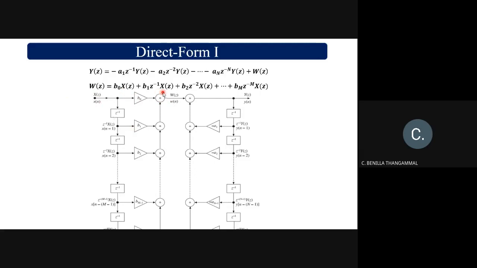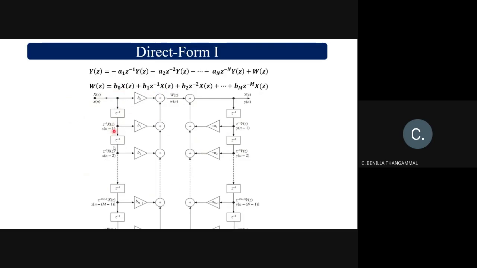then b1 z inverse X of z, b2 z power minus 2 X of z, and it goes on. Where you are taking your delay element, you just see here it is z inverse X of z. So from this X of z, I'm taking the z inverse. So this is your direct form 1.